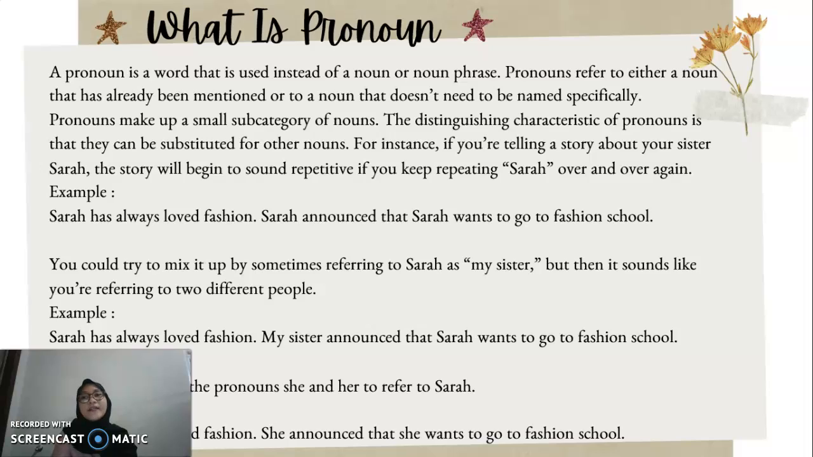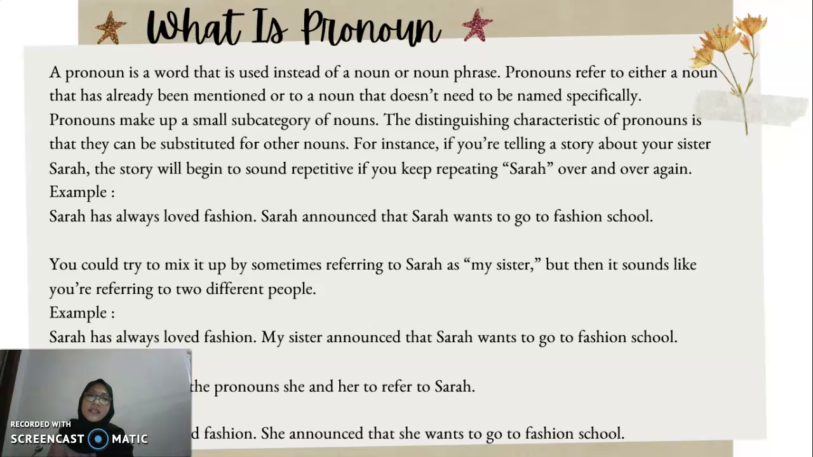What is a pronoun? A pronoun is a word that is used instead of a noun or noun phrase. Pronouns refer to either a noun that has already been mentioned or to a noun that doesn't need to be named specifically. Pronouns make up a small subcategory of nouns. The distinguishing characteristic of pronouns is that they can be substituted for other nouns.